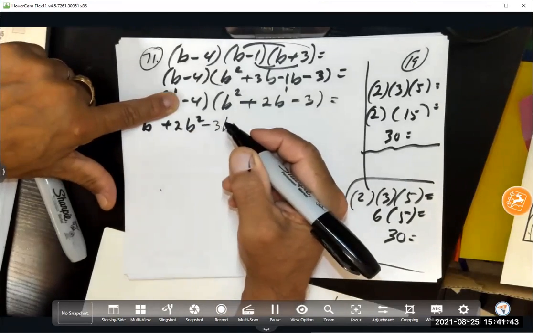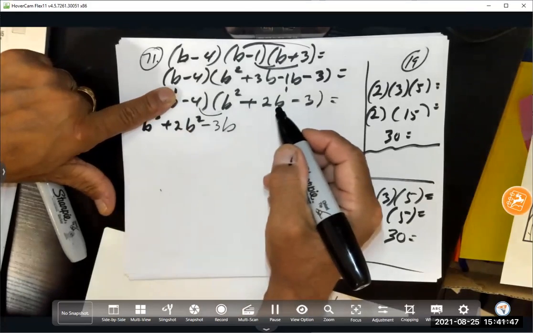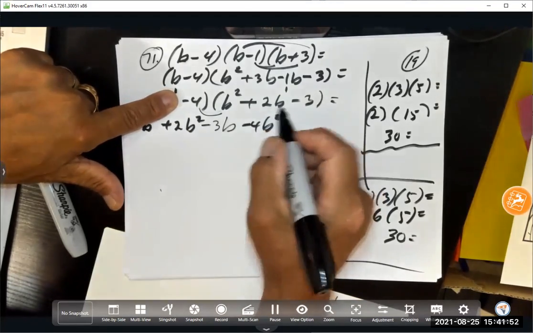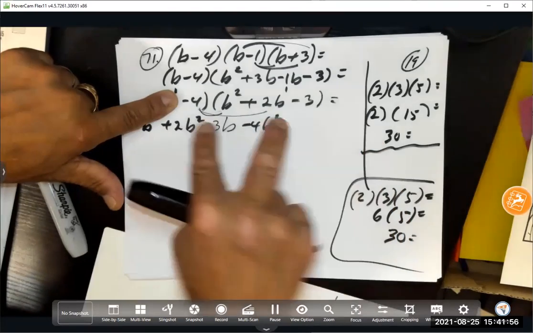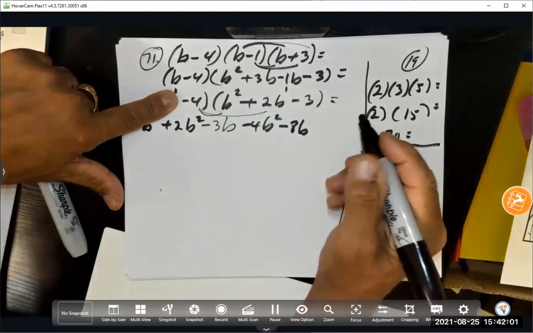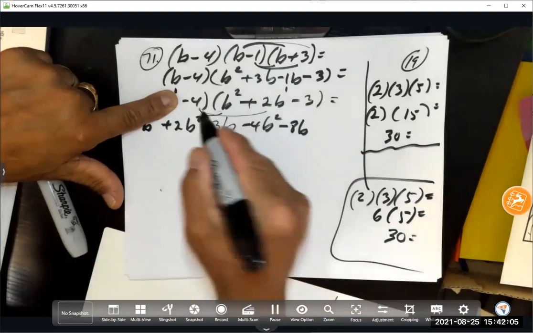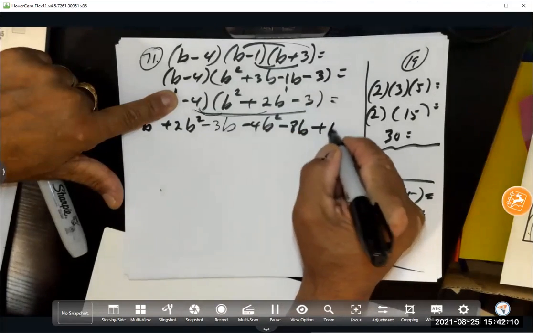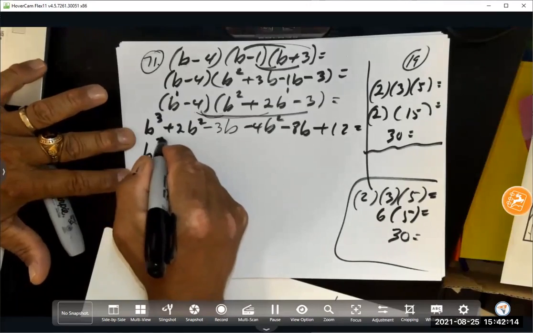All right. This one. Negative 4 times B squared. Negative 4B squared. And negative 4 times 2B. Negative 8B. That's right, minus 8B. And negative 4 times negative 3. Positive 12. Is it plus 12? Yes or no? Yes. So we have B to the 3.